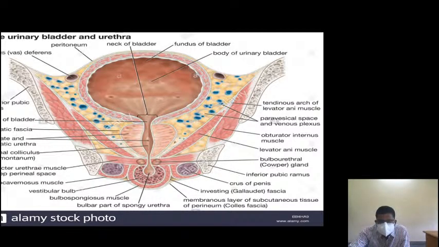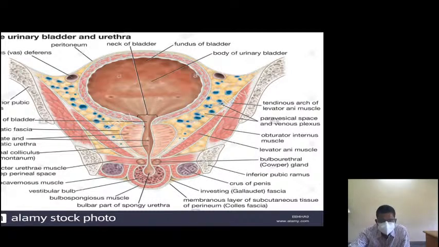This muscle is called the levator ani muscle. This is very, very important to remember. Now you can see the neck of the bladder, fundus of the bladder, body of the urinary bladder, and also the outermost layer called the peritoneum, and then the ductus deferens or vas deferens, and this is the superior pubic ramus.